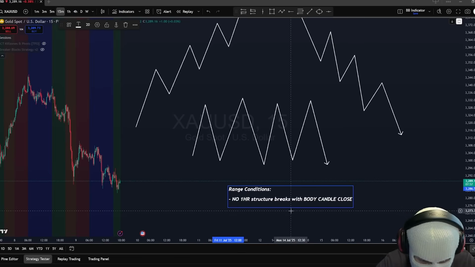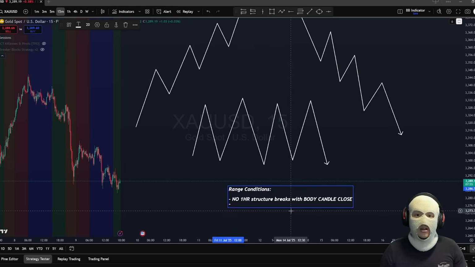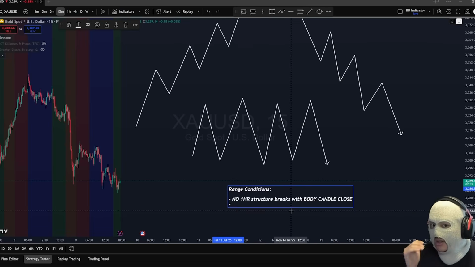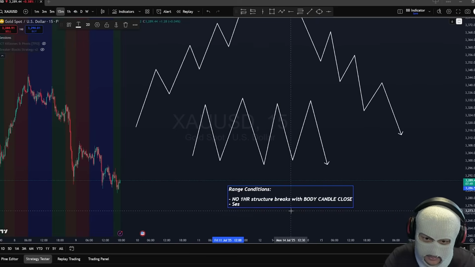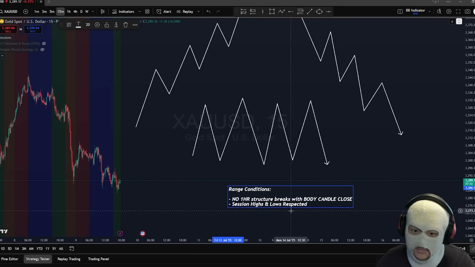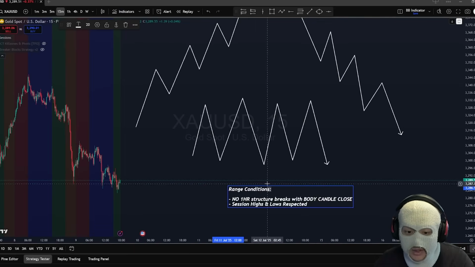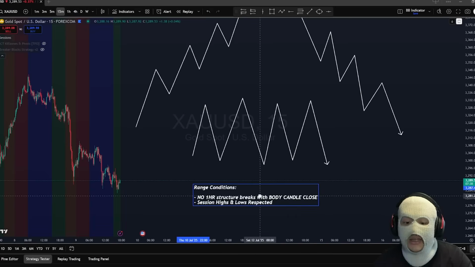Number two, you see session highs and session lows being respected. Okay, session highs and lows being respected. Now, this is a key point.